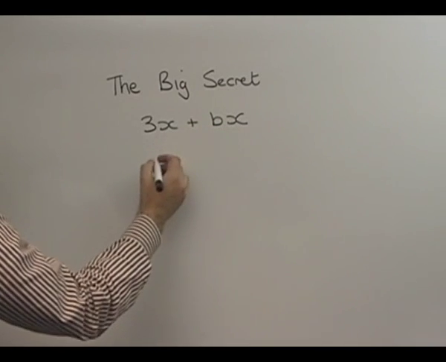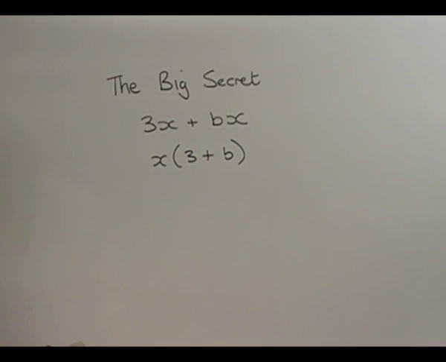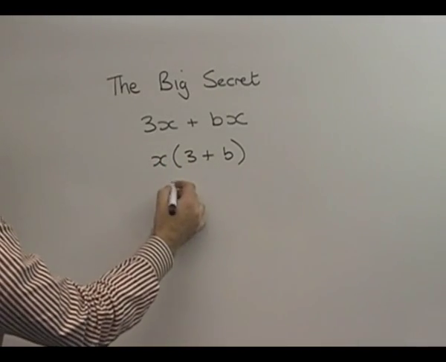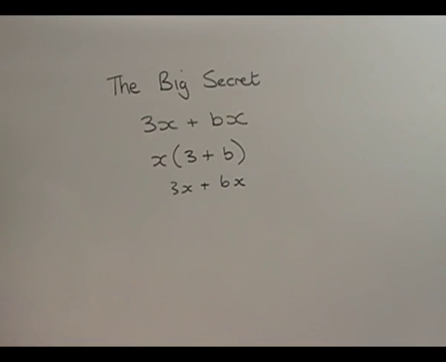Here you've got x in both places, so if you were to factorise that, just a quick reminder, it will become x outside the brackets and 3 plus b in the brackets. Reminder that when you expand this, you do x times 3, 3x, x times b plus bx. You get back the original statement.